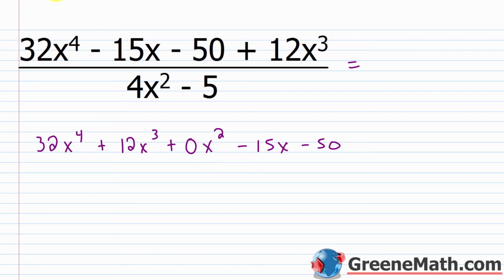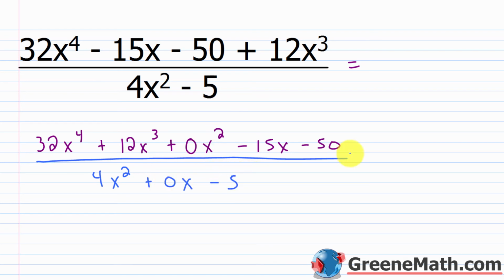All right, so for the divisor here, we have 4x squared minus 5. Well, I have 4x squared. I'm missing the x to the 1st power. So I'm going to put plus 0x and then minus 5. All right, so let's go ahead and set this up.